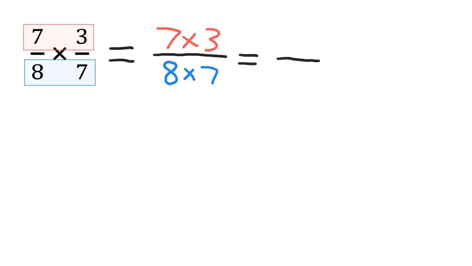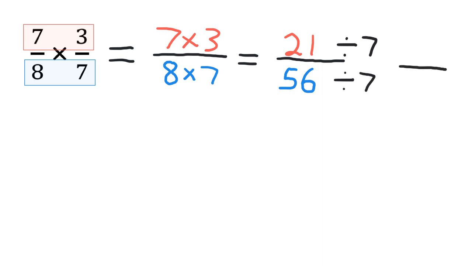We know that 7 times 3 is 21. And 8 times 7 is 56. So same as before, we have to ask ourselves if this is our final answer. And again, it isn't. Both 21 and 56 share a factor, and the largest factor they share is 7. So we can divide them both by 7. If we divide them both by 7, we get a final answer of 21 divided by 7 is 3, and 56 divided by 7 is 8.